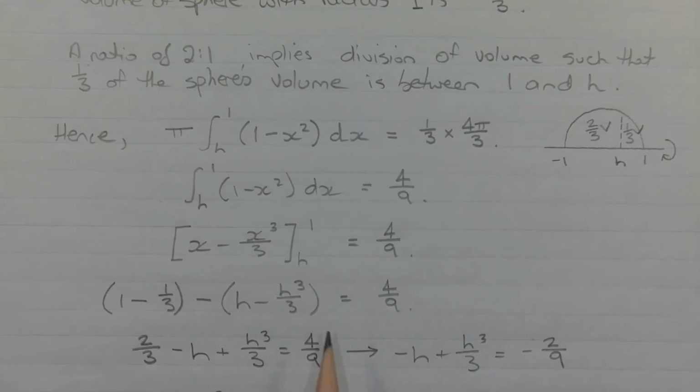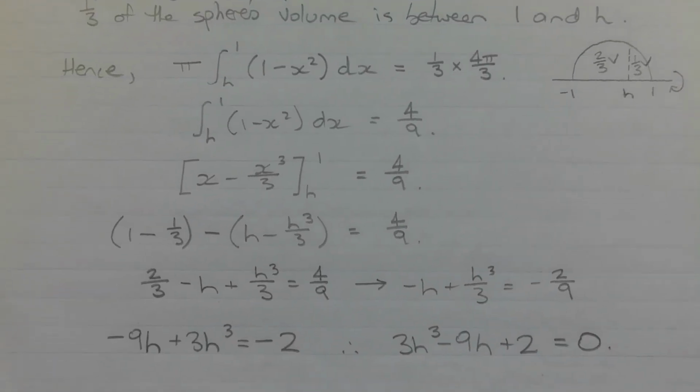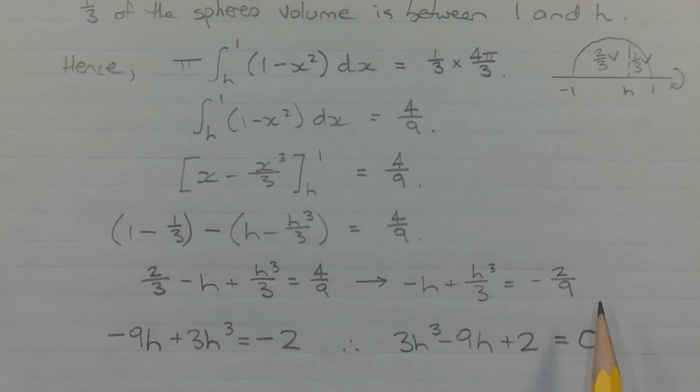And simplifying further, we can collect some like terms. We've got 2 over 3 here, 4 over 9 here. We can move that 2/3 over to the other side, becomes negative 2 over 3. We get negative h plus h cubed over 3 is equal to negative 2 over 9. And if we multiply all terms by the denominator 9, we get negative 9h plus 3h cubed equals negative 2. And moving the negative 2 over to the left-hand side, we get 3h cubed minus 9h plus 2 equals 0 as required.